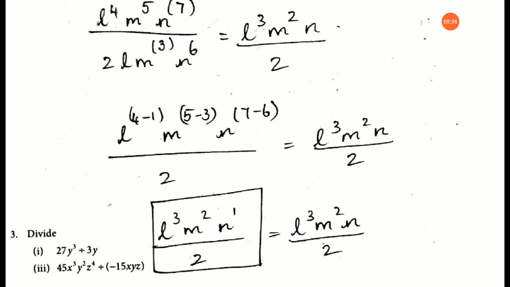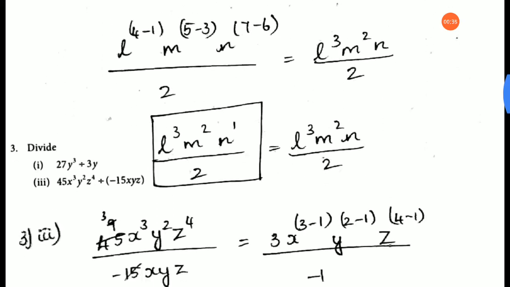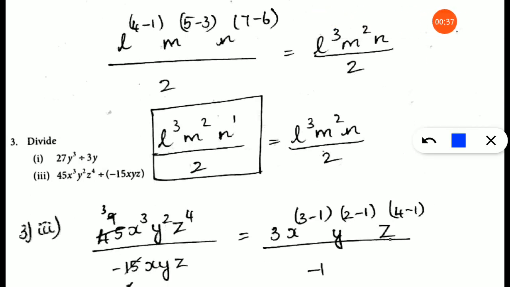That is 45x cube y square z power 4 divided by minus 15 xyz. Okay, how will you solve? First you have to take and write the question. So this is the question, this part alone. Look at this part alone. We are going to take 45 divided by 15, so you can cancel and write it.